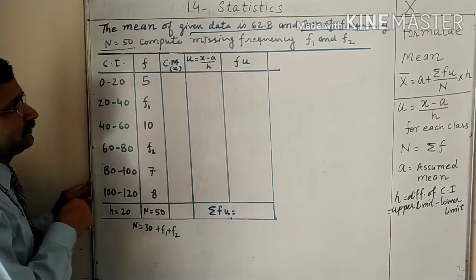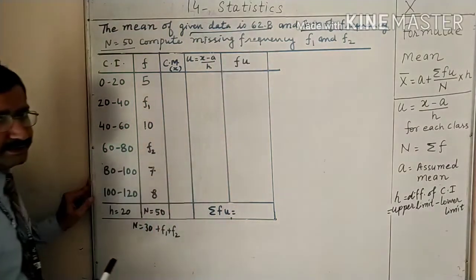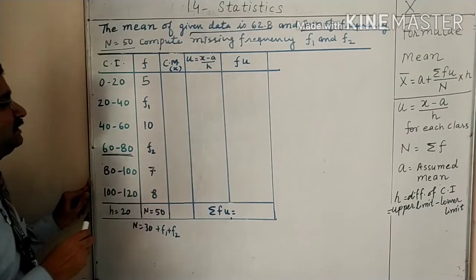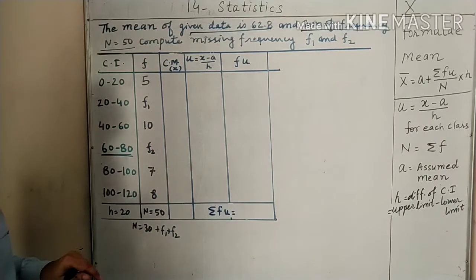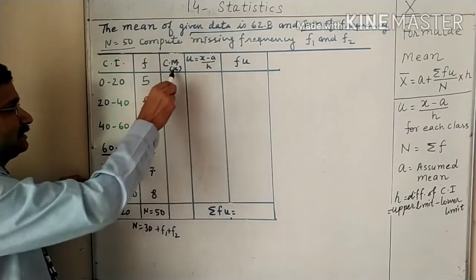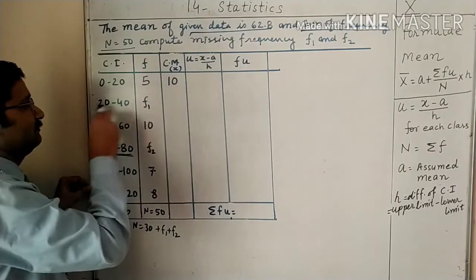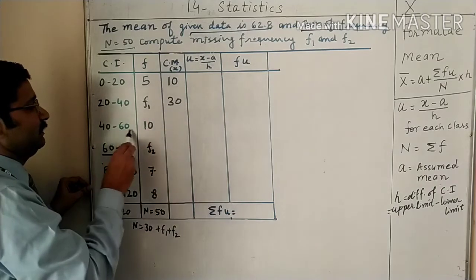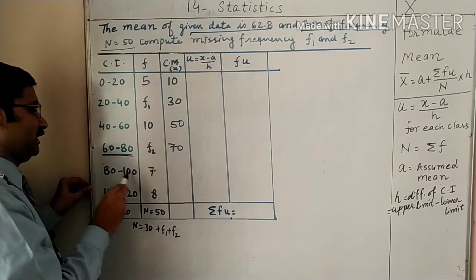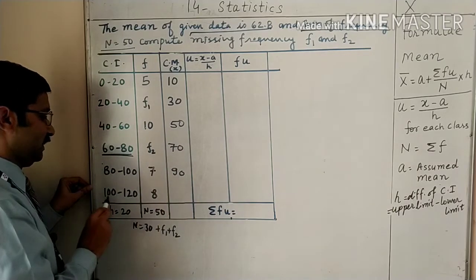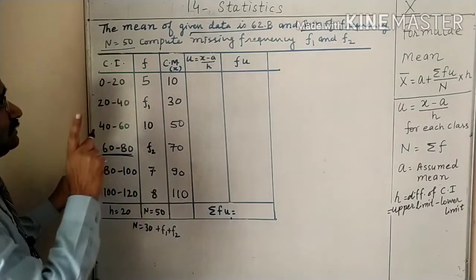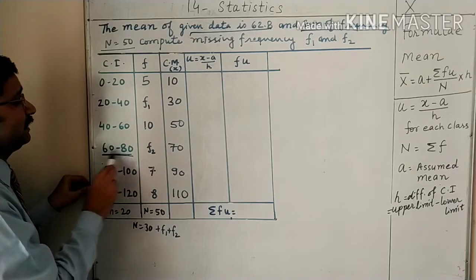Look here, the mean is already given, 62.8. In which interval is it? It lies between 60 and 80. Now first of all you have to find the class marks, that is x. What is the middle value of 0 and 20? 10. Of 20 and 40? 30. Of 40 and 60? 50. Of 60 and 80? 70. Of 80 and 100? 90. Of 100 and 120? 110.